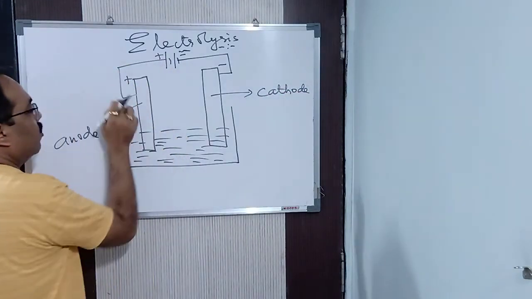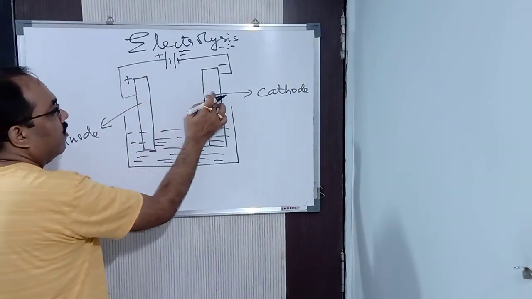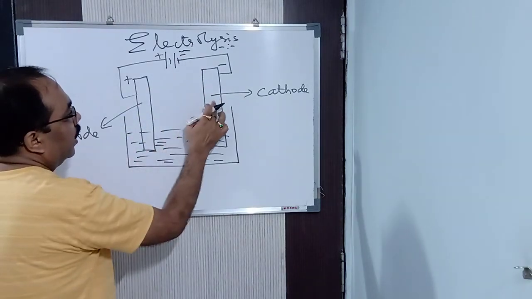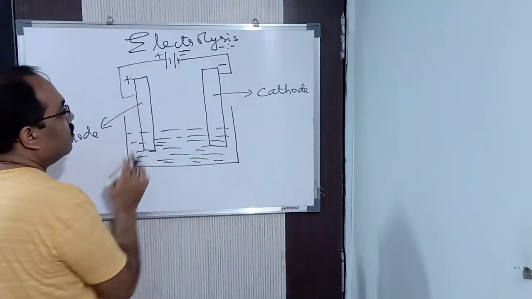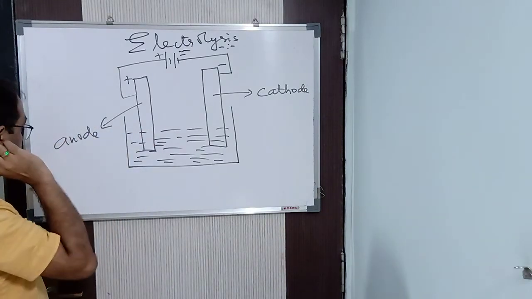Why is it called the positive electrode? Because it is connected to the positive terminal of the battery. Why is it called the negative electrode? Because it is connected to the negative terminal of the battery. In this way, the negative electrode is called the cathode and the positive electrode is known as the anode. Alright, fine.